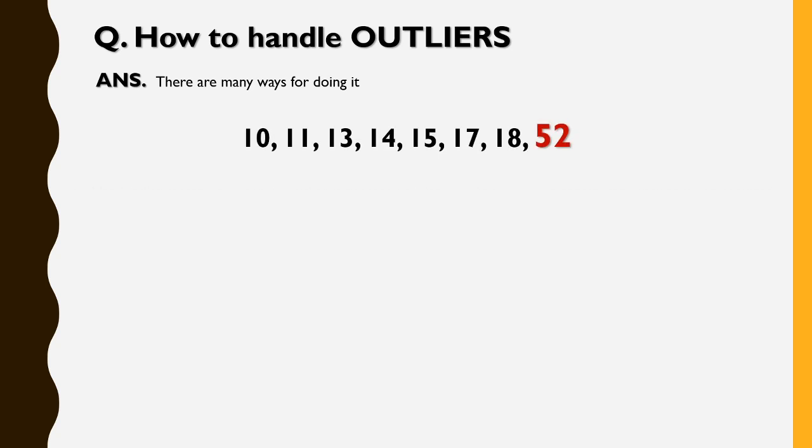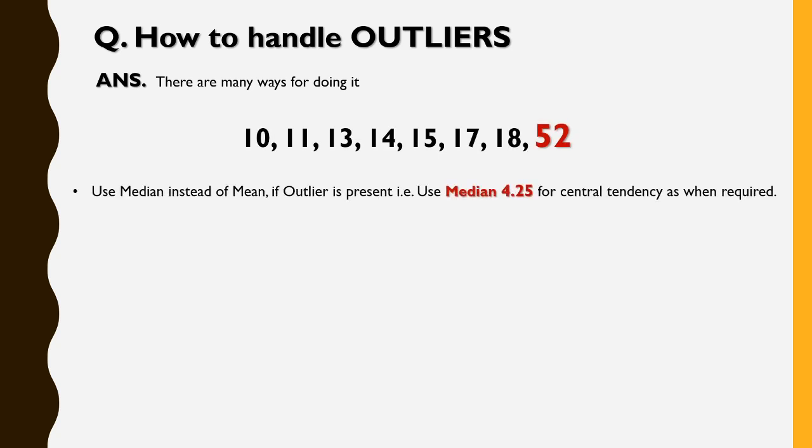So we have this type of data. The first way to handle it: if you want to work on data that has outliers and you need to find the measure of central tendency, at that point you will not use the mean. You have to find the median, because the median deviates very little due to the outliers. So you will take the median as the measure of central tendency.